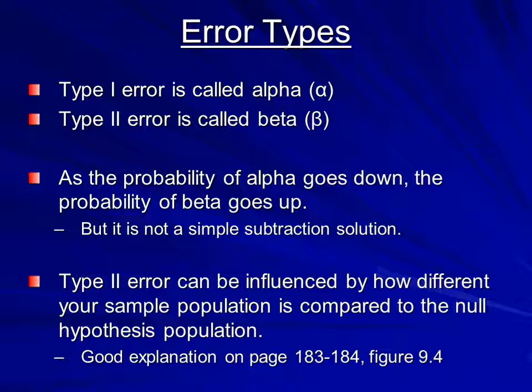So if you want further explanation, there's a bit in chapter 9. I'm sure those page numbers aren't correct, but it's somewhere around the error types.